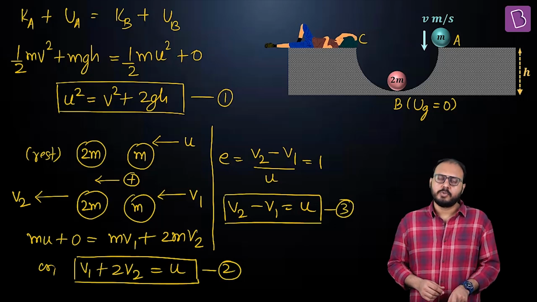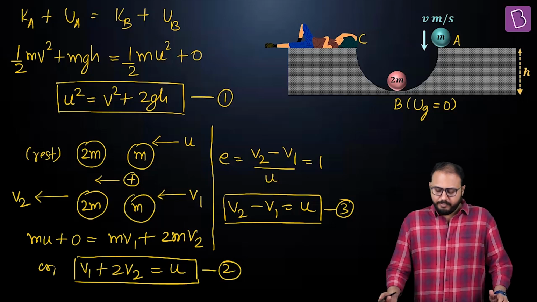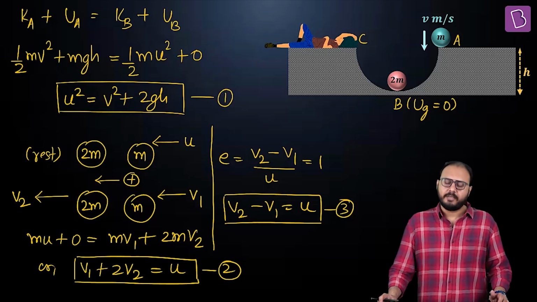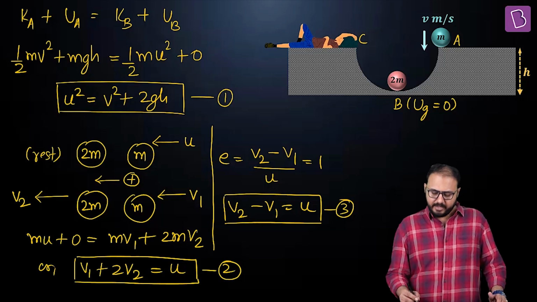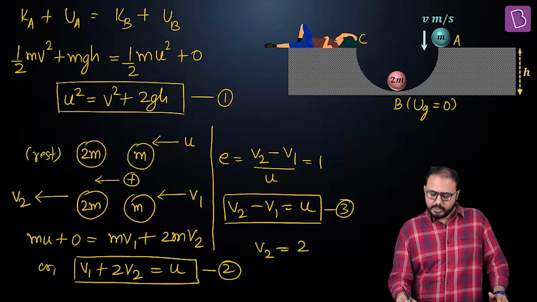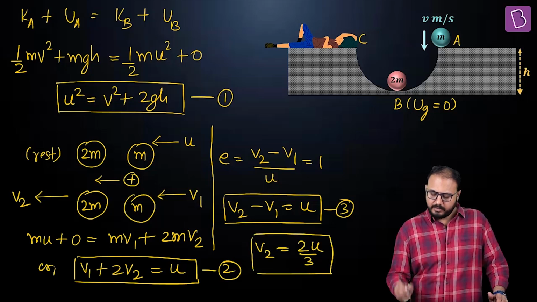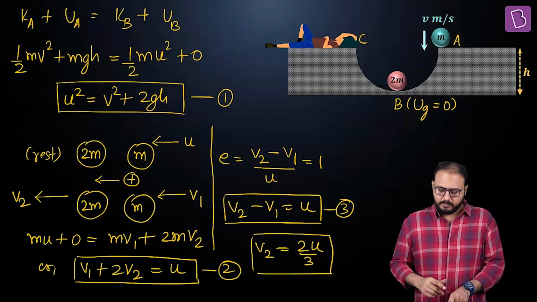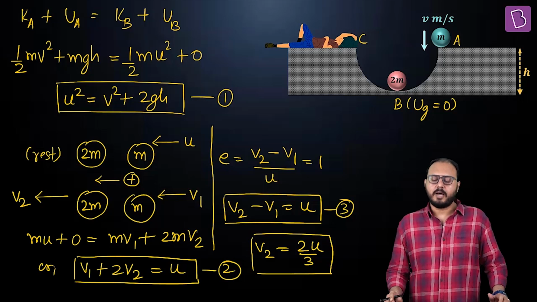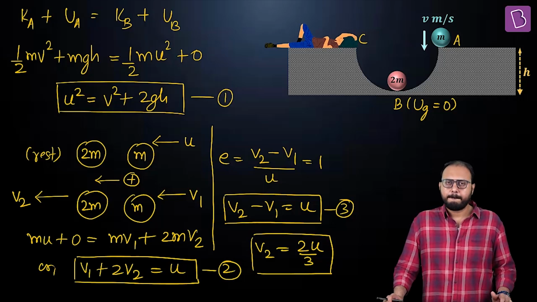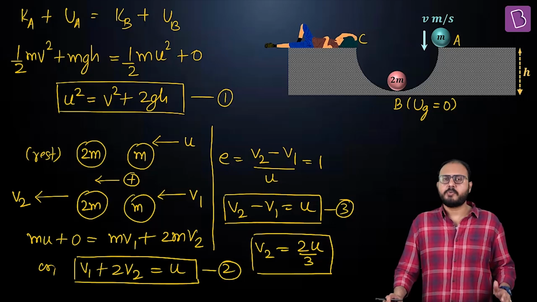Now look at the screen, those who are done with it. V2 minus V1 is equal to u and 2V2 plus V1 is equal to u. Added, V1 gets cancelled. What do I get? You get 3V2 equal to 2u, or V2 is 2u by 3. Are you guys with me so far? Take your time. So far, are we fine? Question is done now. If you want, you can finish the question off.